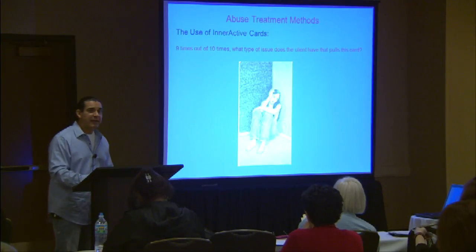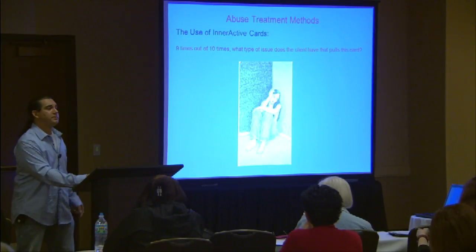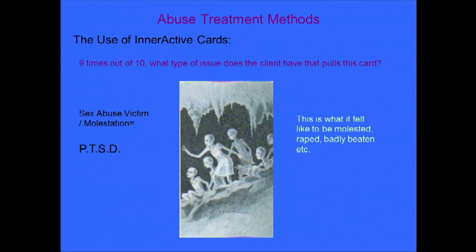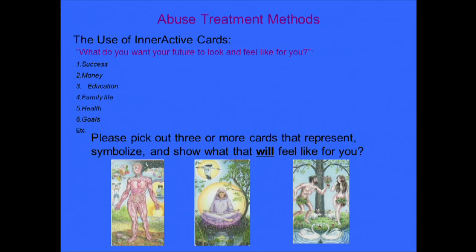Okay, 9 times out of 10, anecdotally, client pulls out this card and says, this is what it looked like, this is what it felt like. Got it. Sex abuse victim, oftentimes molestation, PTSD, this is what it felt like to be molested, badly raped, and beaten. That card comes out as well. Is that making sense? So that doesn't complete the treatment.